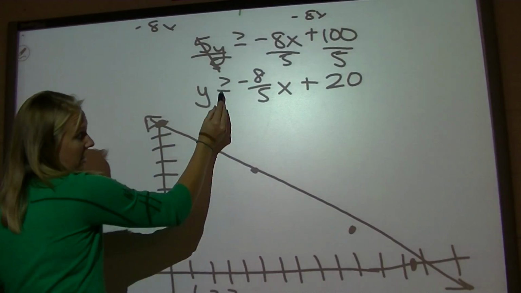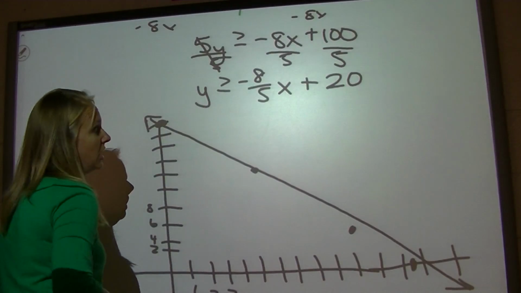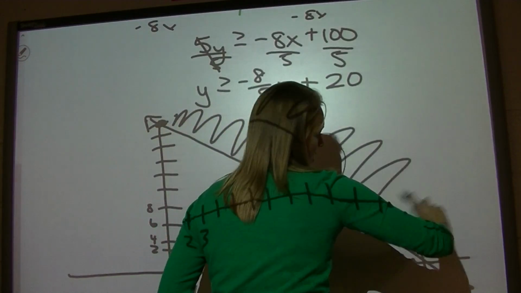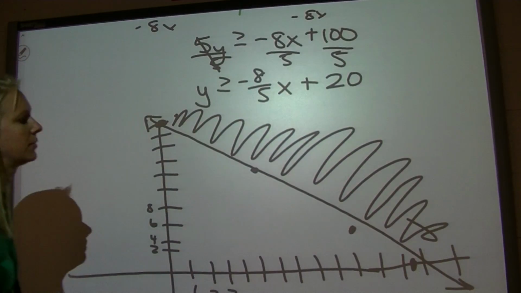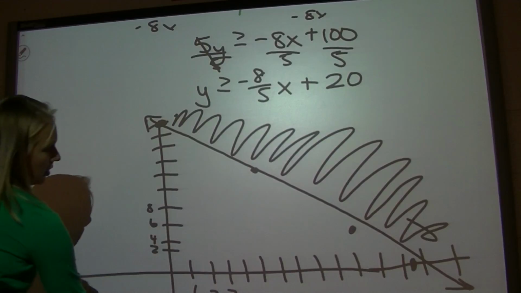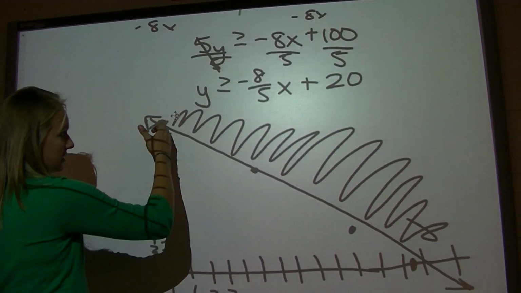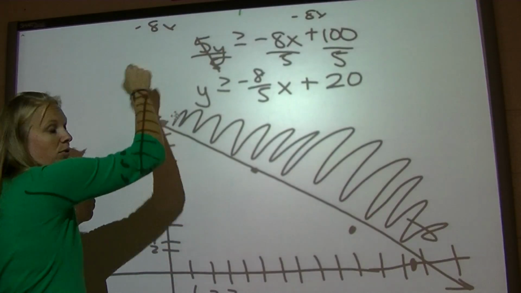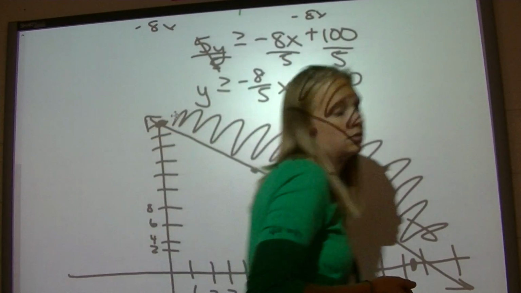Again, it's a solid line because it's greater than or equal to, and then because it's greater than, we would shade above that line, everything above the line. And so this is saying, yes, I can sell 20 plain earrings, or I could sell 21, 22, 23, 24 and still make that $100, or at least $100.